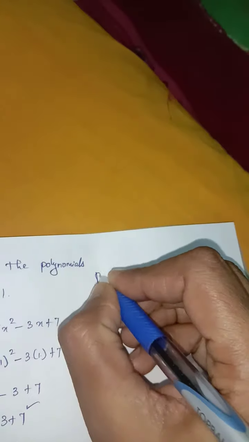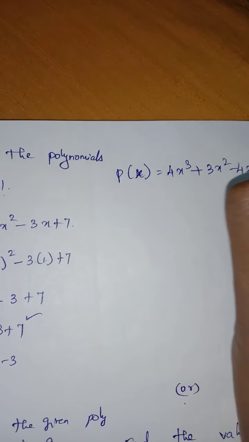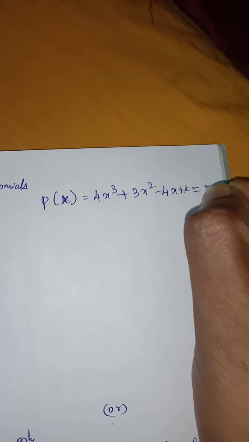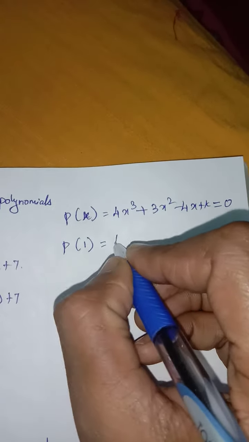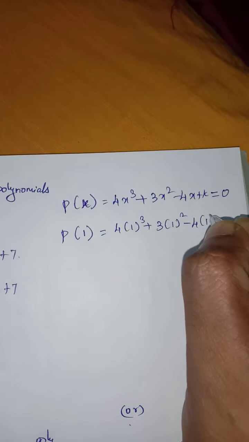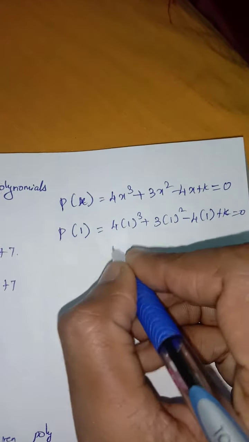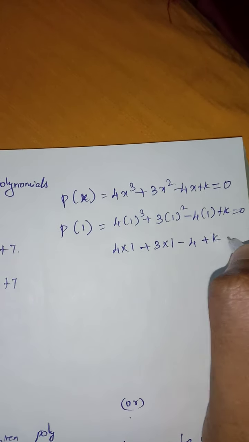So, to find the value of k, we want to write the polynomial as it is. The polynomial is 4x cubed plus 3x square minus 4x plus k. To find the value of k we want to add one thing, that is put equal to 0. So the value of x, just now we found the value of x is 1, so substitute here: 4 into 1 cube plus 3 into 1 square minus 4 into 1 plus k is equal to 0.